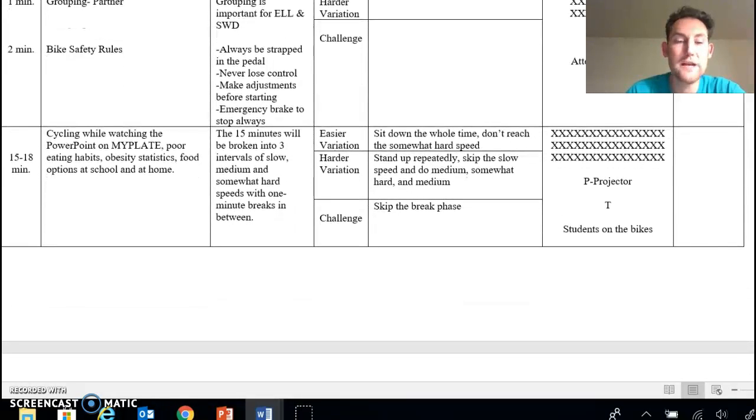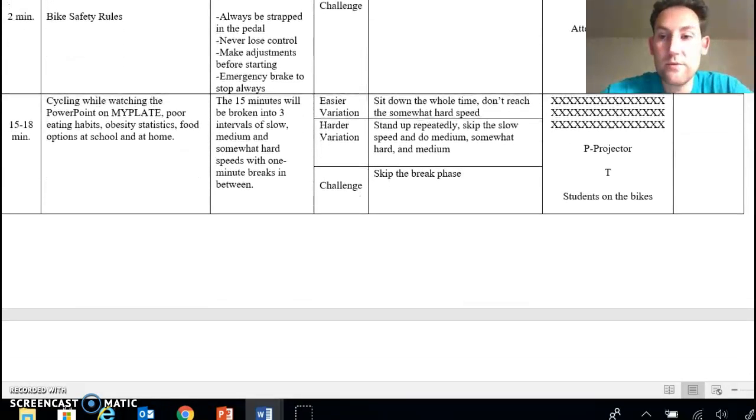Jumping right into cycling, they'll be broken up into 15 minutes in 3 intervals with water breaks. While they're cycling, I will be working on the PowerPoint: MyPlate, obesity statistics, food at school, food at home, healthy eating habits.